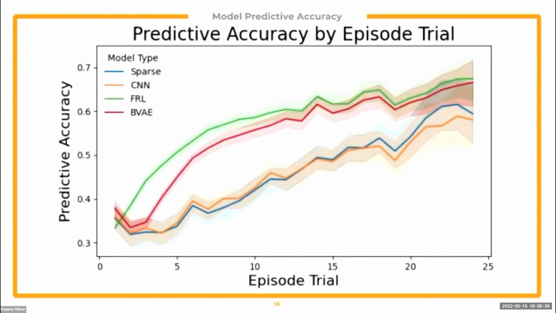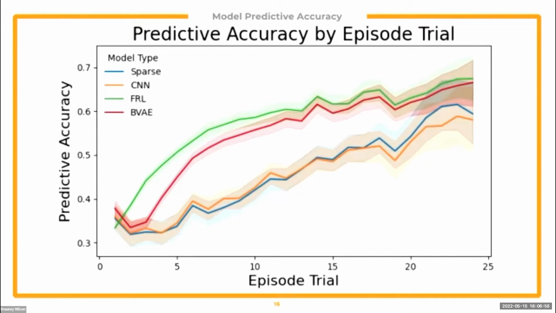And so here we compare the predictive accuracy of the 3 deep neural network models as well as that baseline FRL model, which provides those utility predictions. And so predictive accuracy is the % probability that the model assigns to the selection that was actually made by the human participant during the learning task.